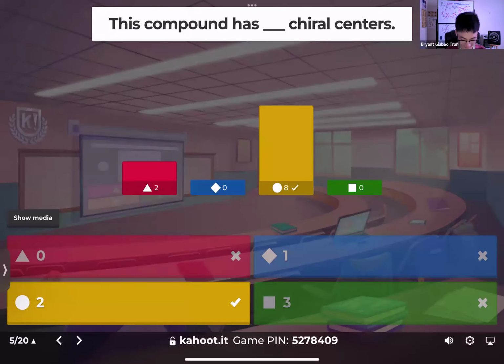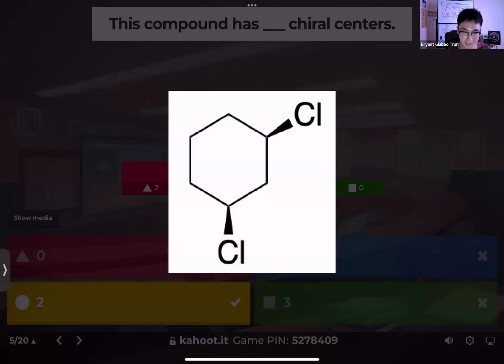Yeah, so this right here, there are two chiral centers. The chiral center at the top right corner is one because it has 4 different groups attached to it. The bottom left one as well has 4 different groups attached to it.